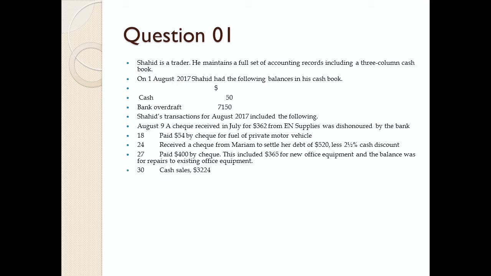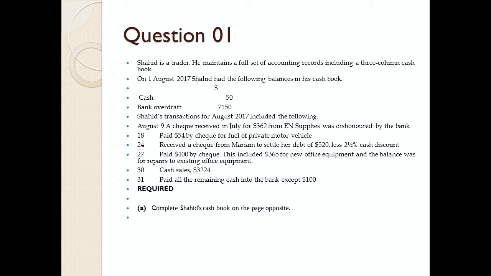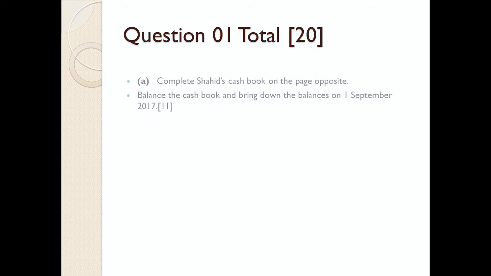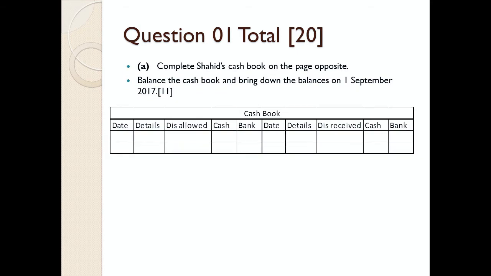Cash sales are basically on the debit side of the cash column, and you paid all the remaining cash into the bank account. Whatever cash you have in the office, you have to keep 100 as balance in your cash, and the remaining surplus amount you have to deposit in your bank account. So the requirement is to prepare your cash book, and the closing balances should be brought down as the opening balance of the next month as well. So here is your cash book format. You have to record all the things in your cash book.